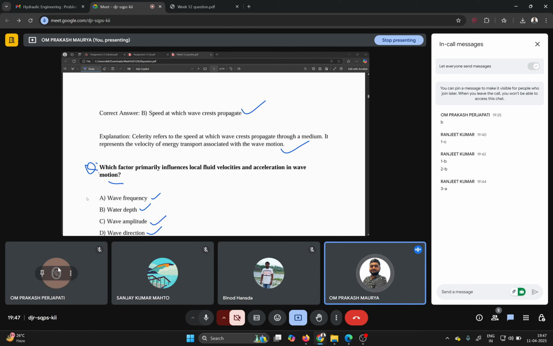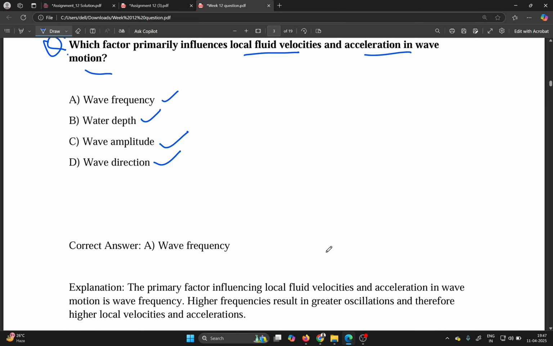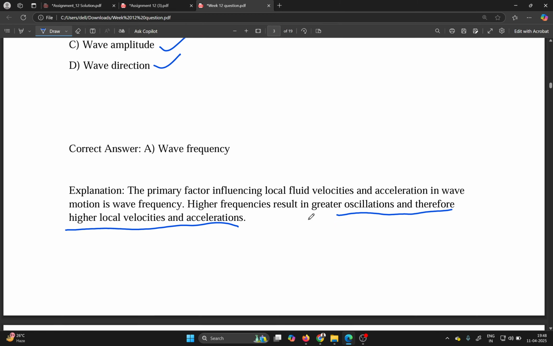Okay, let me just show you the answer. So here, wave frequency. The wave frequency primarily influences the local fluid velocity and acceleration. Remember always. The primary factor influencing local fluid velocity and acceleration in wave motion is wave frequency, and higher frequency results in greater oscillation and therefore higher local velocities and accelerations.